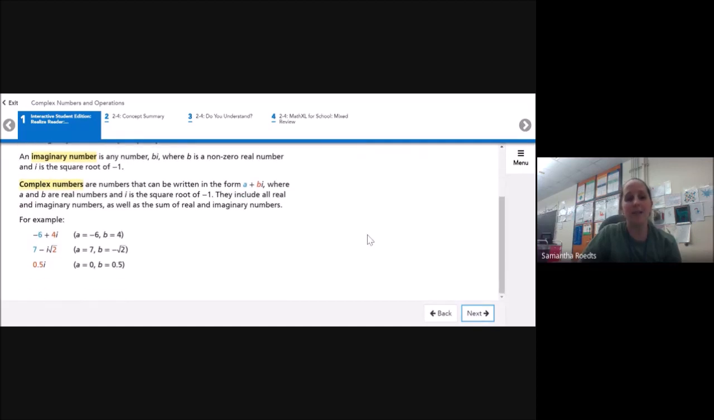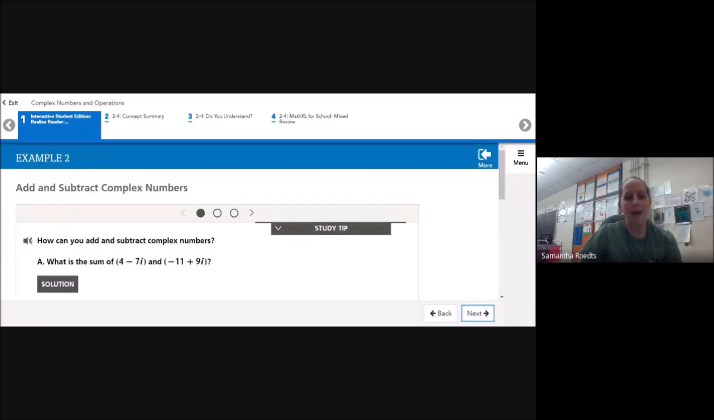For example, negative 6 plus 4i: a equals negative 6 and b equals 4. 7 minus i square root 2: a equals 7 and b equals negative the square root of 2. 0.5i: a equals 0 and b equals 0.5.